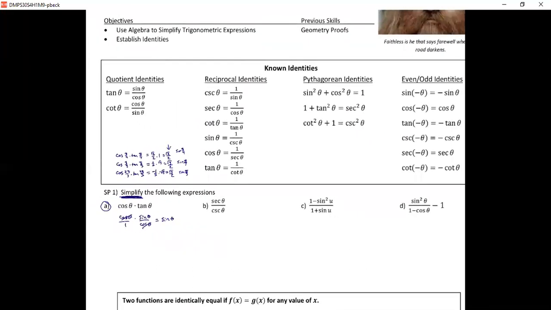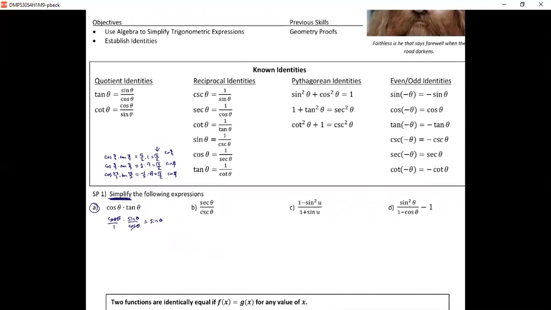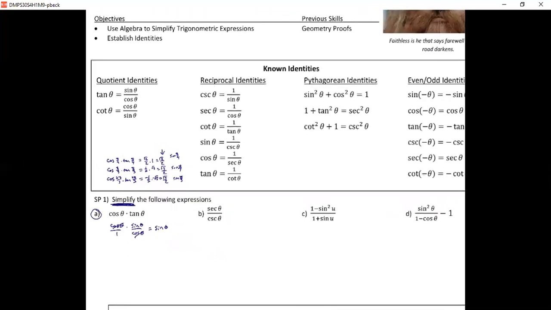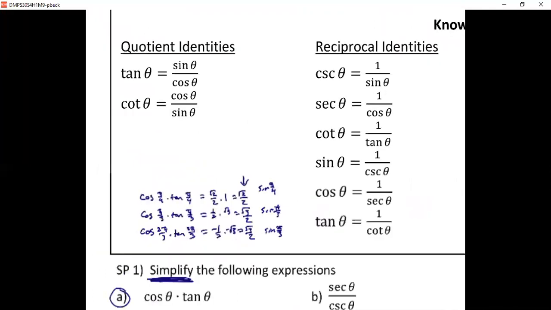So now, before we get to do any of this work, we have to remember some of the identities. First identity that I want you to remember is what we call the quotient identities, and it's one that I just used: tangent of theta is sine of theta over cosine of theta, and then cotangent is cosine over sine. And for those of you who are wondering, why is that true? Since sine of theta is y over r, and cosine of theta is x over r, then y over r divided by x over r, multiplied by r, gives us y over x, and that's really just tangent.